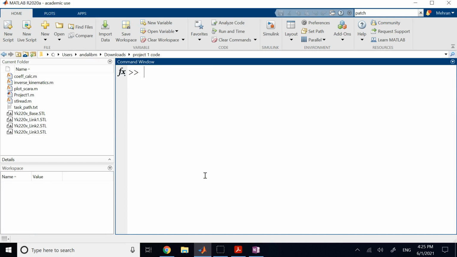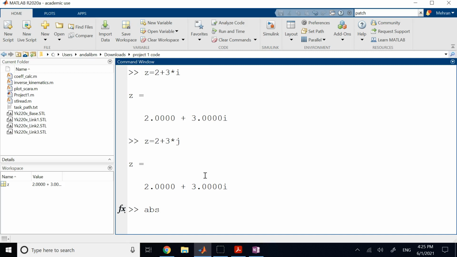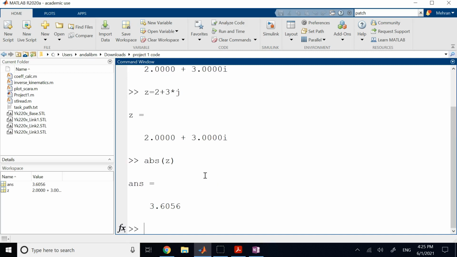I define a complex number, say z equals 2 plus 3 times i. Whether you say 2 plus 3 times i or 2 plus 3 times j, the result is the same. For MATLAB, i and j are both the base of complex numbers. You can use either one. And now, one of the commands you can use is abs. Abs gives you the magnitude, so you ask, what is the absolute value of z? That is the magnitude. Clearly you can see, if I want to use 2 decimals, it's 3.61.